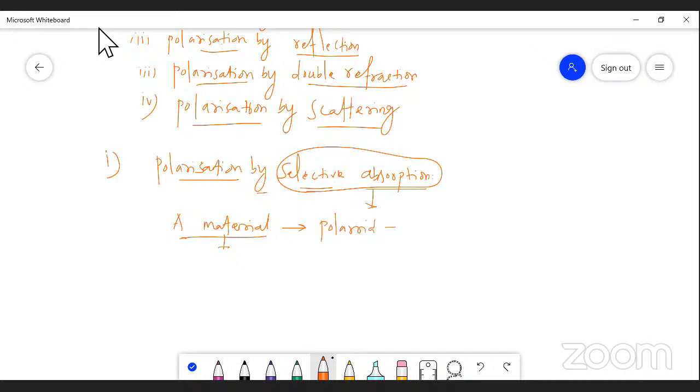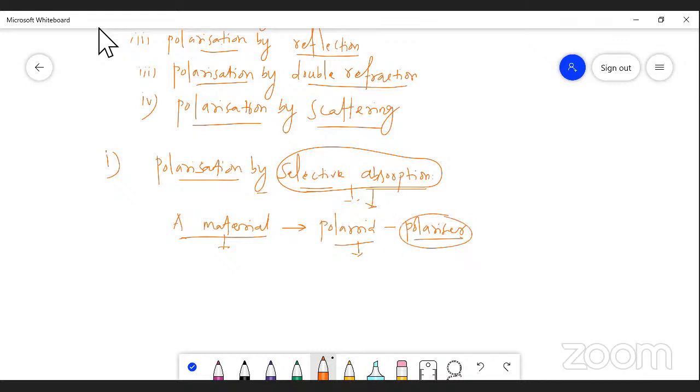Polaroid or polarizer. A Polaroid is a material which is used to transmit the electromagnetic wave of electric field vibration in a particular direction in a plane, restricting all other electric field vibrations, because that Polaroid material has the character of selective absorption. It is also called a polarizer.